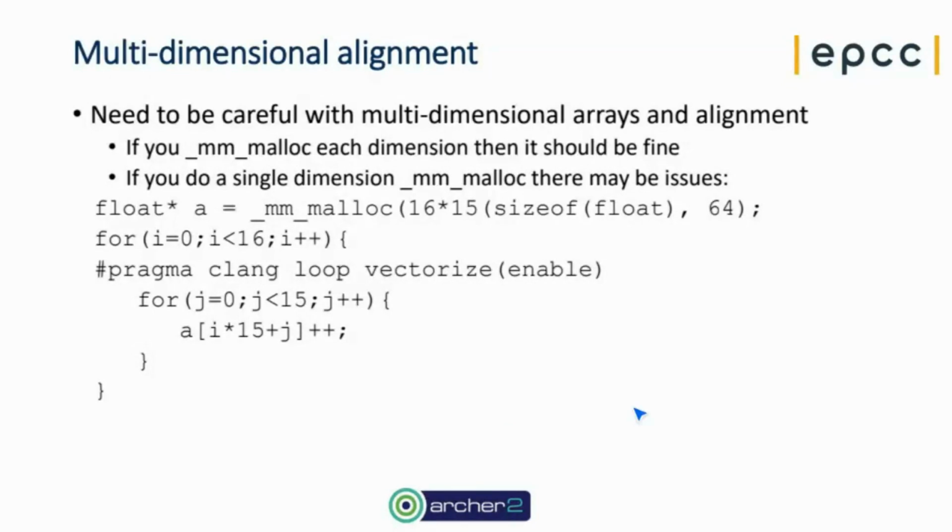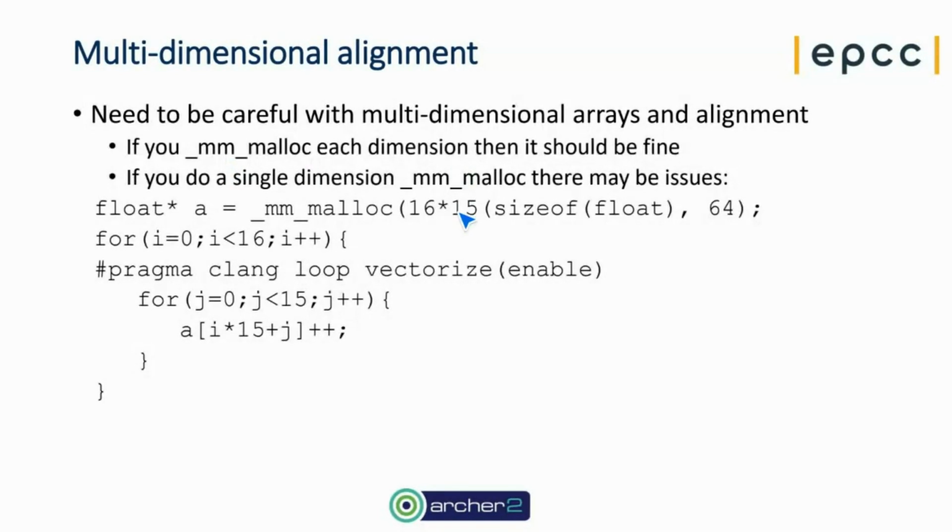You need to think a little bit more carefully, perhaps, if you have multi-dimensional arrays. If you do an _mm_malloc for each dimension, then that should be fine. But there are reasons why you may wish to malloc the entire multi-dimensional array in one go. For example, if you want to use MPI derived data types and you want to guarantee there's a fixed stride across the dimensions, then you might want to do a single allocation.